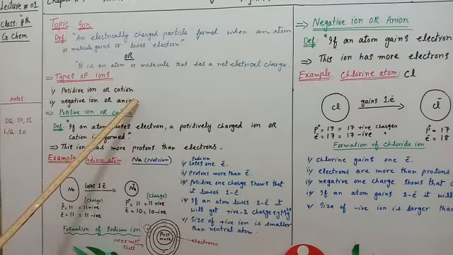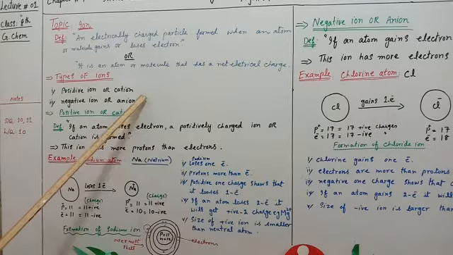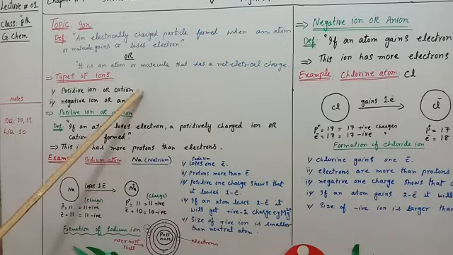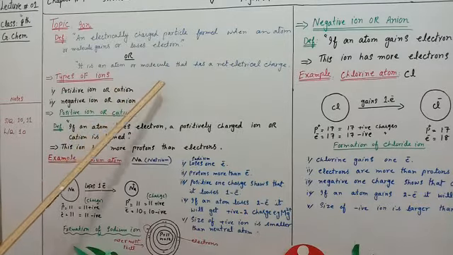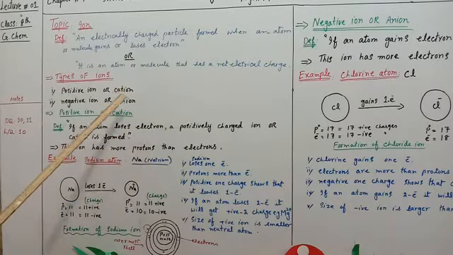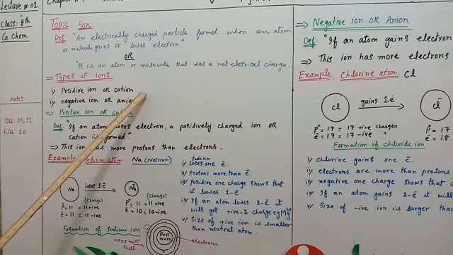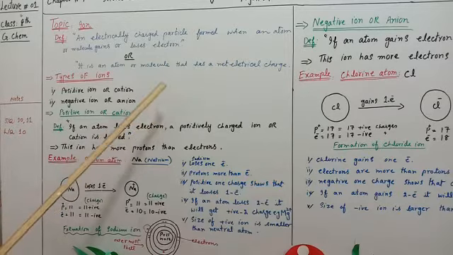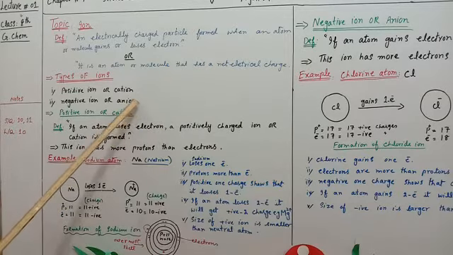Hope you have studied the electrolytic cell. Cations are named after the electrode cathode because cations move towards the cathode. That's why these are called cations. And anions move towards the anode, so these are named anions.